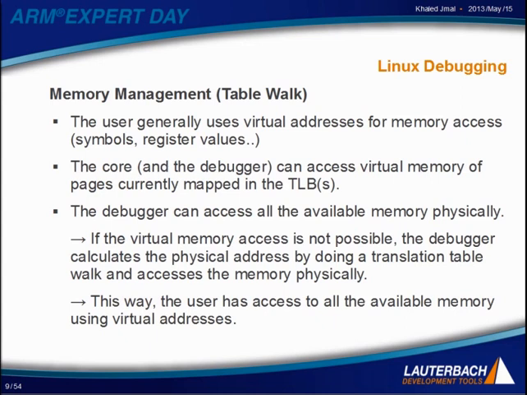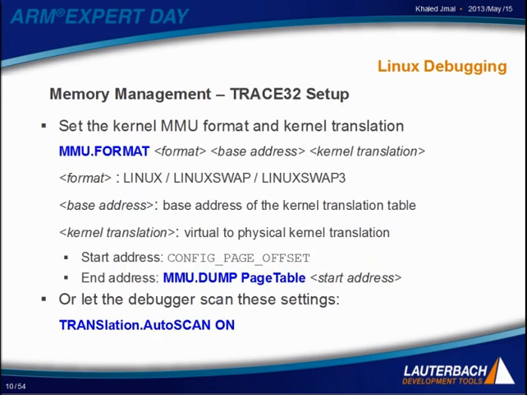If it is not accessible virtually, the debugger will try to do the virtual to physical address translation and then access the address physically. And this is transparent for the user, but you need to do some settings to enable the debugger to do this. So this way, the user will have access to all the available memory. It is not important if it is in the TLB or not, and it will be transparent for the user. For this, you need to do some settings in the debugger.